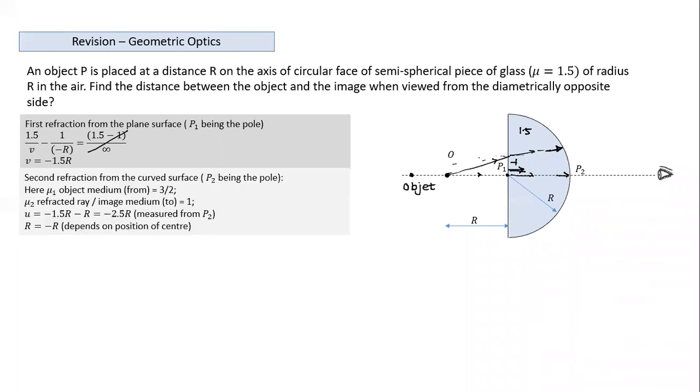So let's understand the second refraction from the curved surface. For this surface, this is the pole, and all the distances need to be measured from this pole to apply the formula. Again, this direction is positive. In terms of mu, it goes from 1.5 to 1. So mu1 is 3 by 2 and mu2 is 1. What is the u value here? The u value has to be measured from this point. It is 1.5 r from P1, so from here it would be minus 1.5 r minus r. It will be minus 2.5 r.